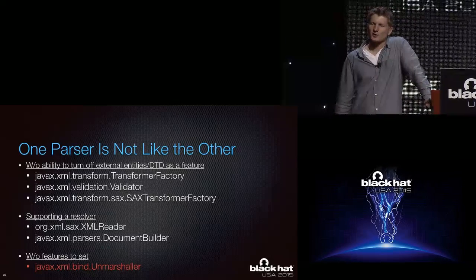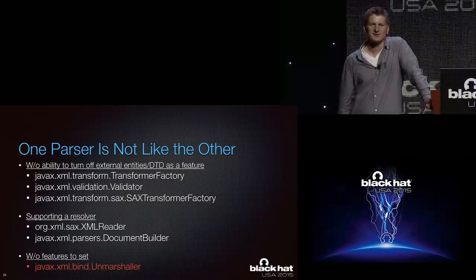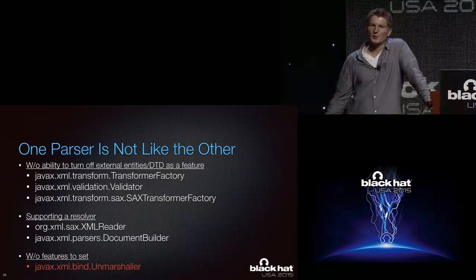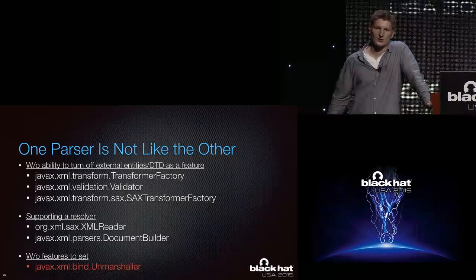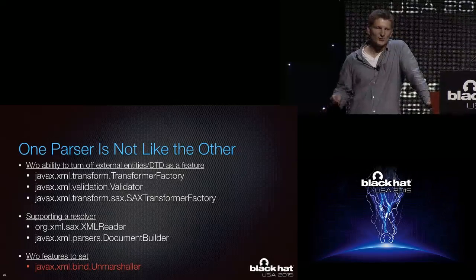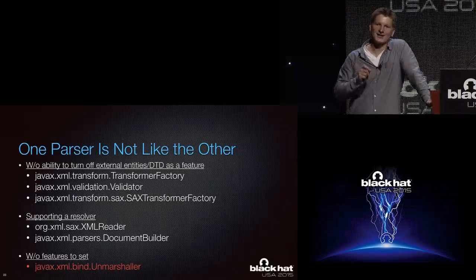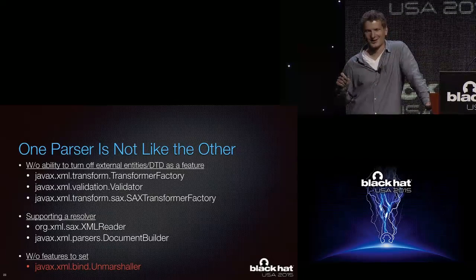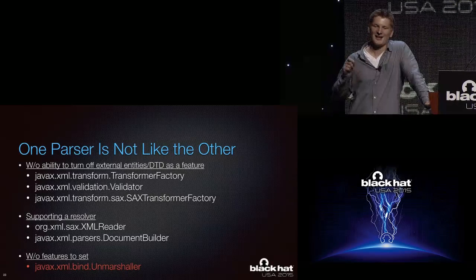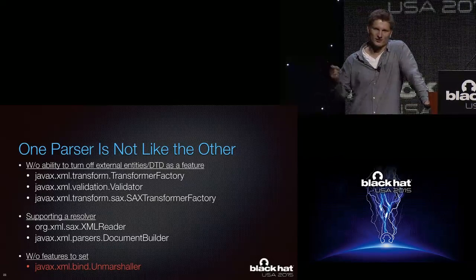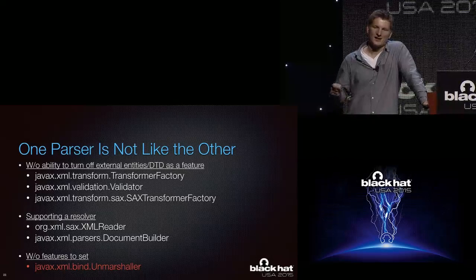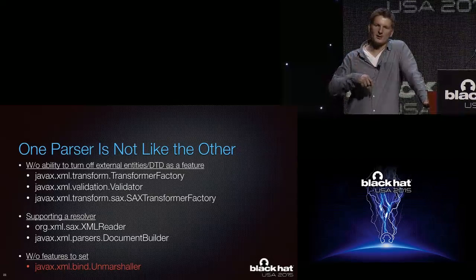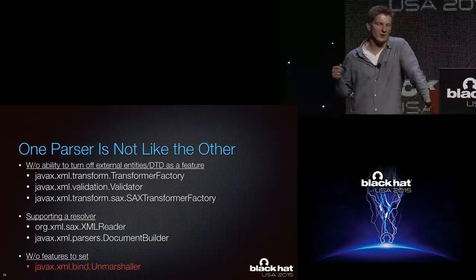Unmarshaler doesn't support any features. So you can't set anything whatsoever. So if you use it anywhere, you're pretty much using it at your own risk. In order to fix Unmarshaler, you actually have to create yet another parser to parse your document. And then you have to turn off, of course, all the external entity fetching. And then you create a document. You pass the document to Unmarshaler.